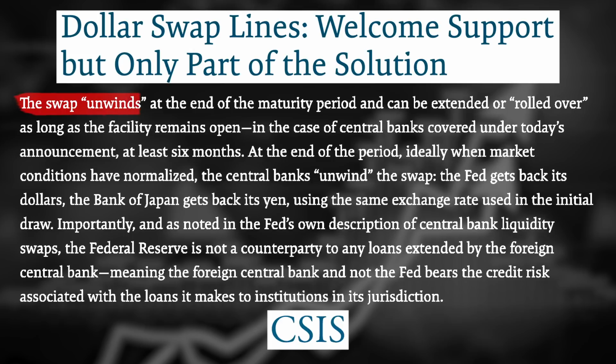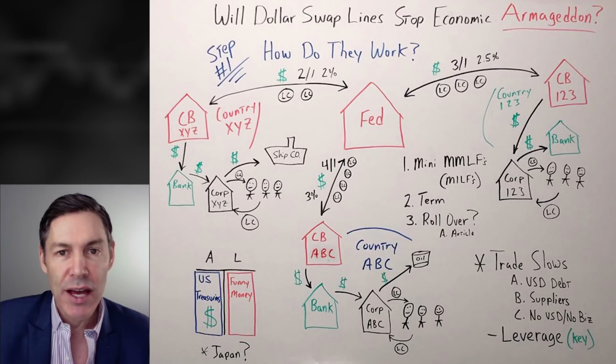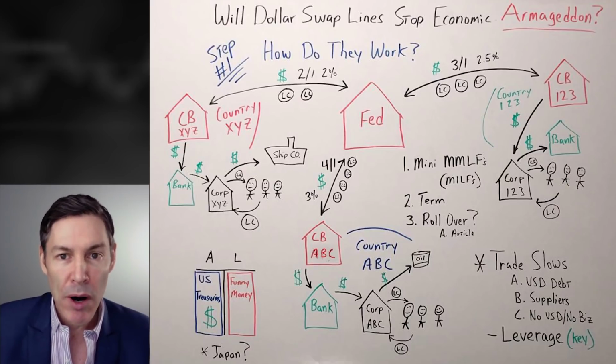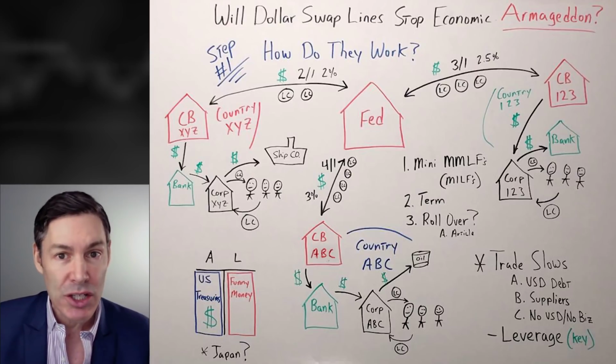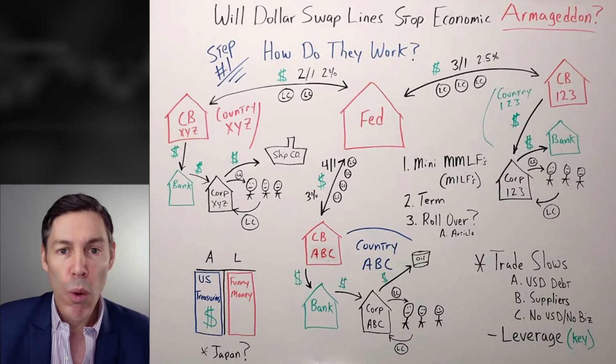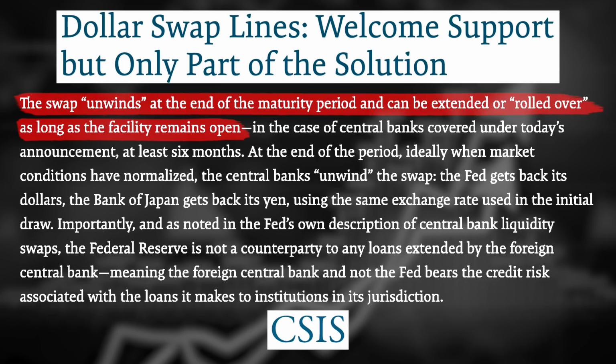The swaps unwind at the end of the maturity period and can be extended or rolled over as long as the facility remains open. And I think this is going to be just like the Fed's intervention in the repo market or quantitative easing. It's supposed to be temporary, but 10 years down the road, they're still doing it. And like the repo market, it's just a temporary glitch at the beginning, and then all of a sudden, they're doing or committing to $1 trillion a day.